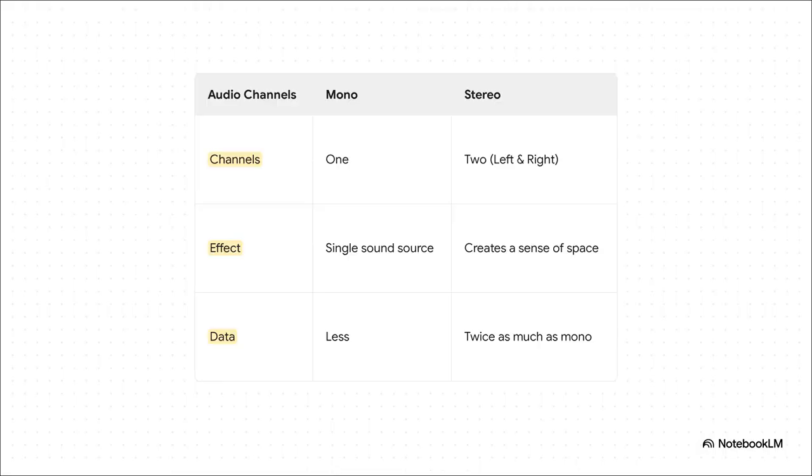And the final piece of the audio puzzle is channels. Mono, super simple. One channel, one point of sound. Stereo uses two channels, a left and a right, and that's what gives your music that awesome, immersive sense of space. The only catch? Two channels means, you guessed it, twice the data.